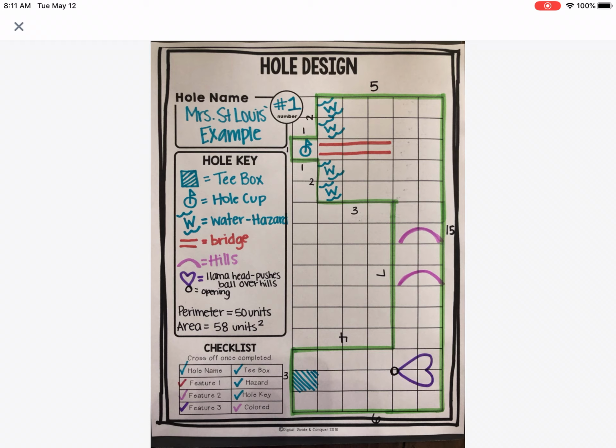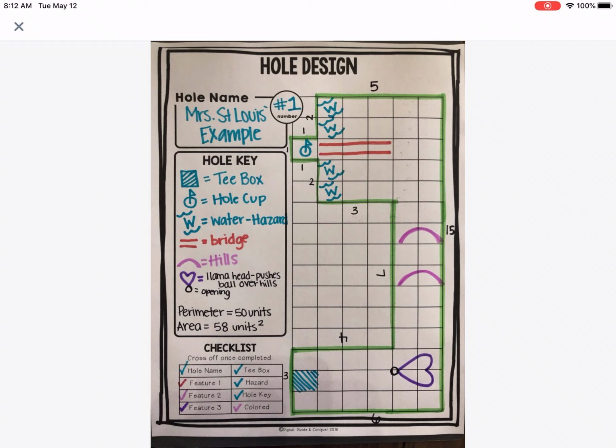So to design our hole, here is my example, and I'm going to walk you step by step through what I did. The very first thing that I did is outline my course using the boxes in green. In green, I outlined what I wanted the shape of my golf course to look like. So the first thing that you need to do is come up with your outline. Okay, you will also see that you need a hole name and number. That is the first thing on your directions.